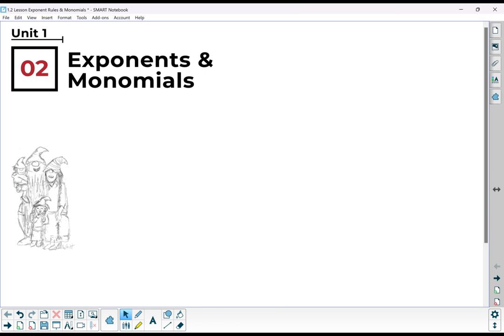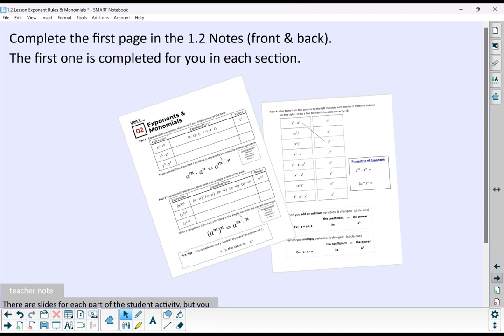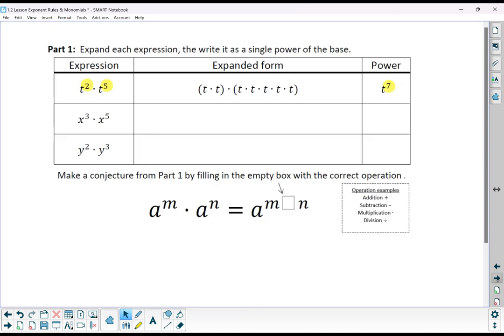We're going to be talking about exponents and monomials. So in class we had students work on this, but I'll walk through it with you. You've learned exponent rules in the past, but we just want to refresh on those and make sure you understand why the exponent rules are what they are.